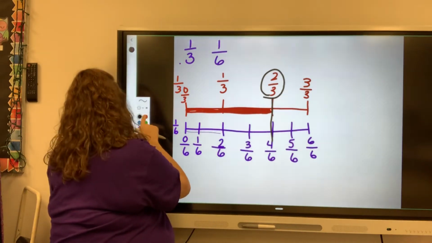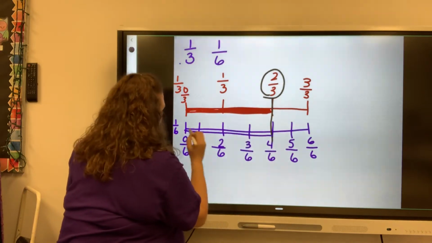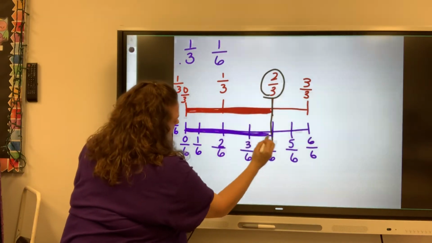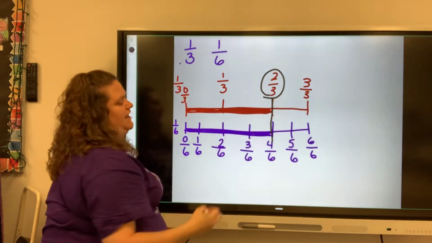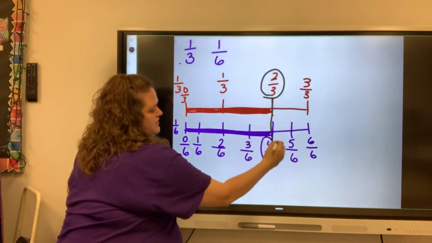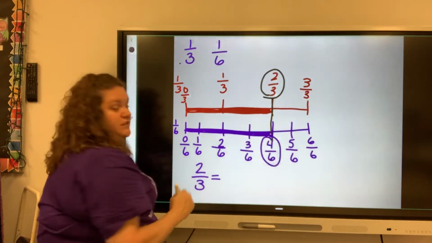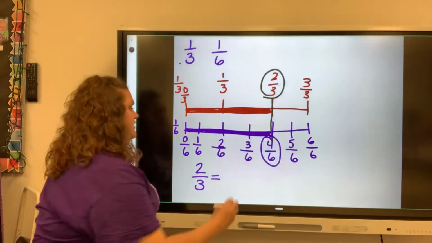And then I'm going to do this. Oops, I need a fatter one. Makes it quicker. I'm going to come across. Here we go. The purple line and the red line match up. So 2/3 is the same as saying 4/6. So 2/3 is equivalent, or it's equal to, or it's the same as 4/6.